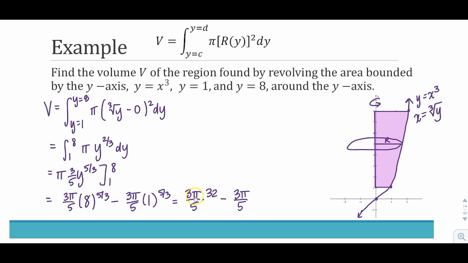So here I'm going to have 96π minus 3π. That's 93π/5. And again, this is a volume, so we'd have units cubed.